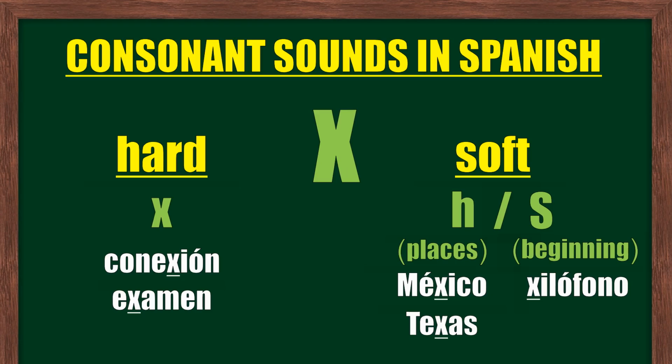So in the great majority of words that have an X in Spanish, it's pronounced just like the X in English. Conexión, examen. But there are a lot of place names, especially in Mexico, where the X is pronounced like an H in English. Mexico, Texas. And when the X comes at the beginning of a word, there aren't very many of those, but when it does, it's pronounced like an S.